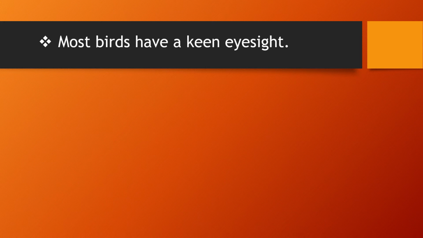Another feature of birds is their keen eyesight. Most birds have keen eyesight, which helps them to see small insects or some small fruits on trees when they are flying at a very high altitude.